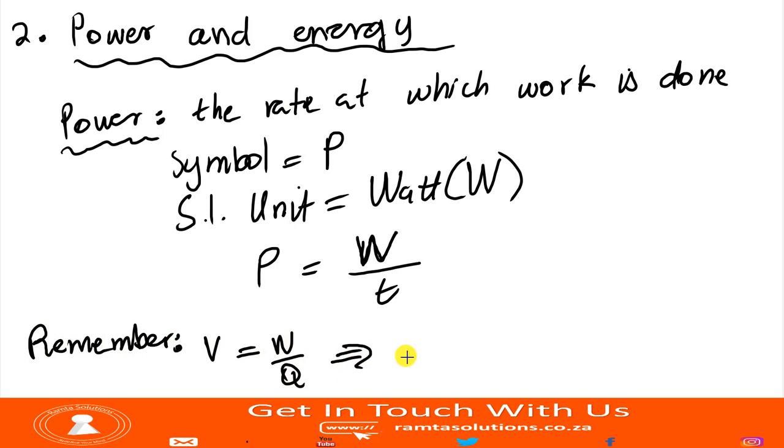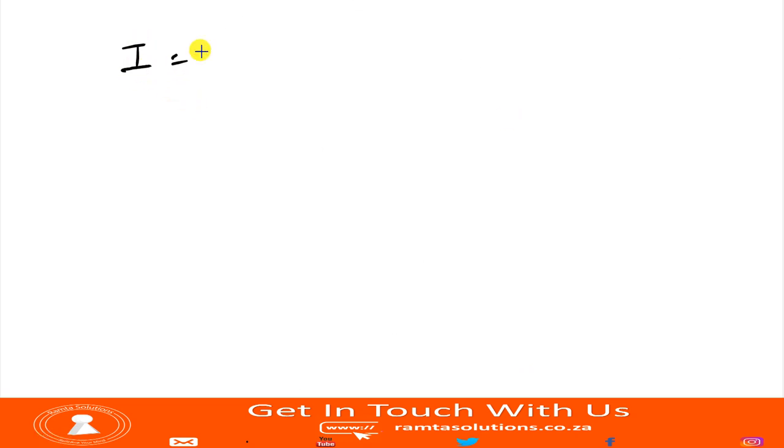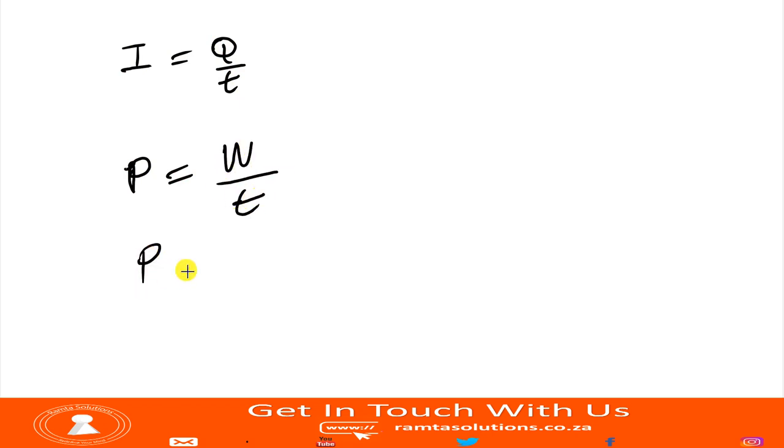Now this implies, what does it imply? It implies that work done is voltage times charge. Okay, hold it there. Also, remember that current is charge divided by time. Therefore, remember, we were saying power is equal to W over T. This therefore tells us that we can say W is VQ over T.